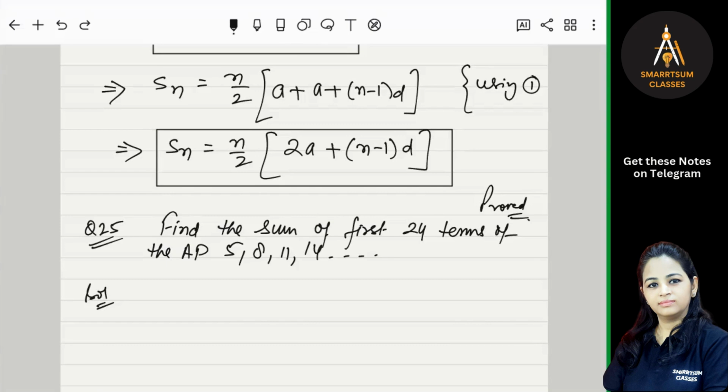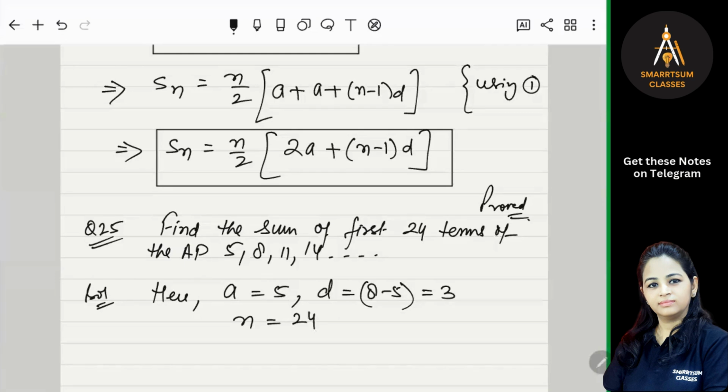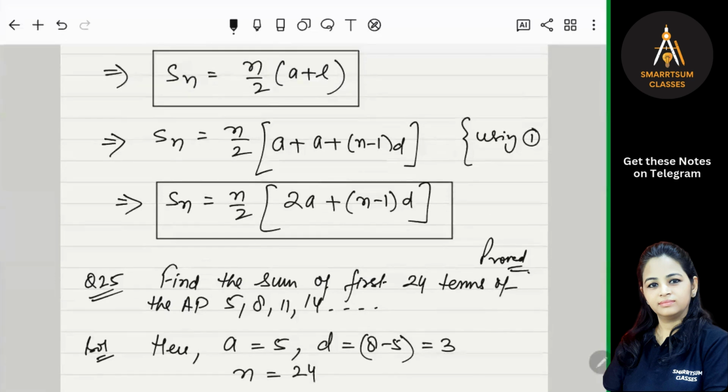So very first we will write what are A, D, L and n. Here A is 5, the first term. D, the common difference, is 8 minus 5, which is 3. And n, because we have to find the sum of first 24 terms, is 24. L is not given here. So which formula will we use? Because L is not given, we will use this formula: Sn is equal to n by 2 into 2a plus n minus 1 into d. There is no L term in this.